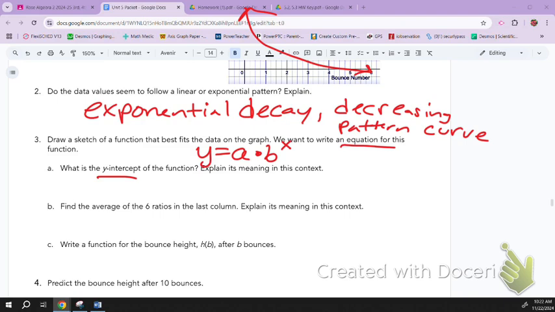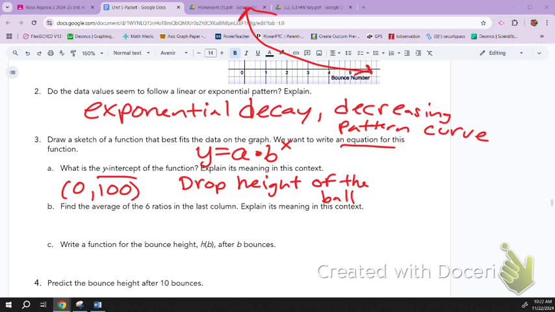0, 100. And we're still explaining the meaning of this in context. What does the 100 mean when I'm talking about a ball dropping? The point of where they started. Yeah. The drop height. Yeah, this is going to be the drop height of the ball. That's where we start.